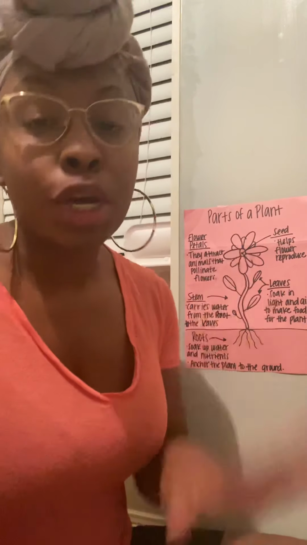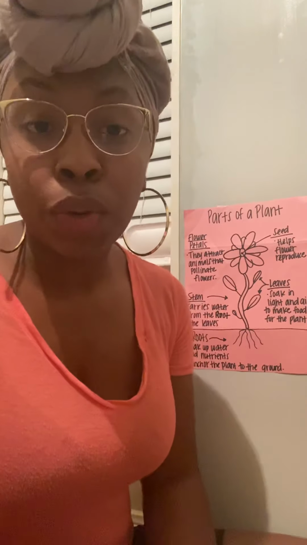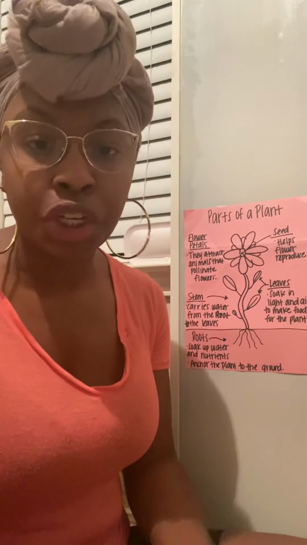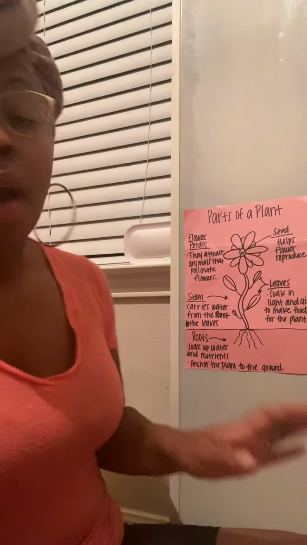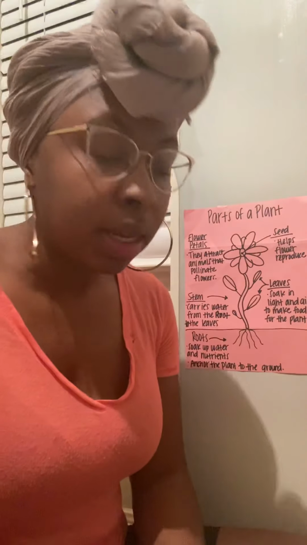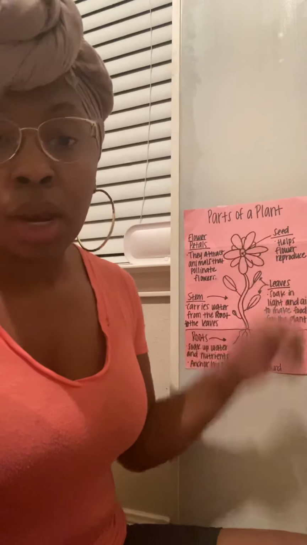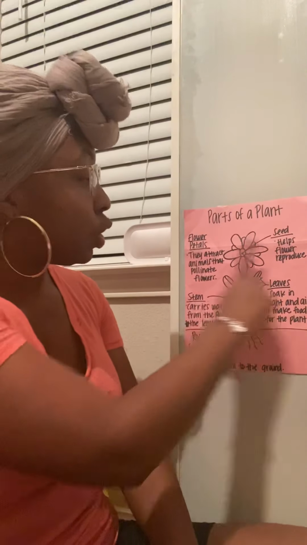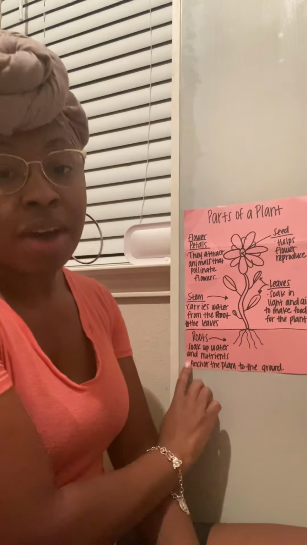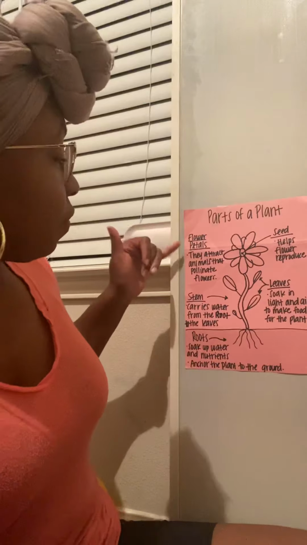Hello, class. Today for science, we are going to continue our lesson on the plant life cycle. This week, we've gone over a few things. We went over the parts of a plant. We know that a plant has five parts. Our first part is the flower petals.